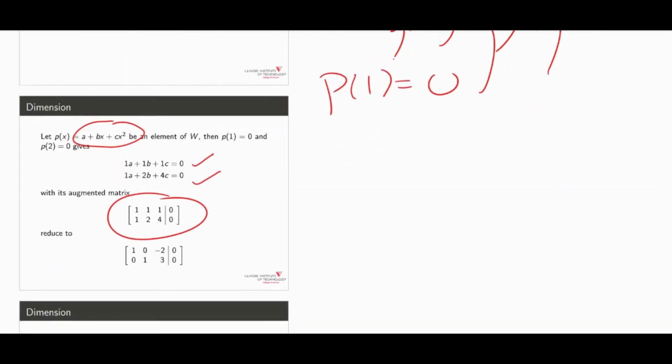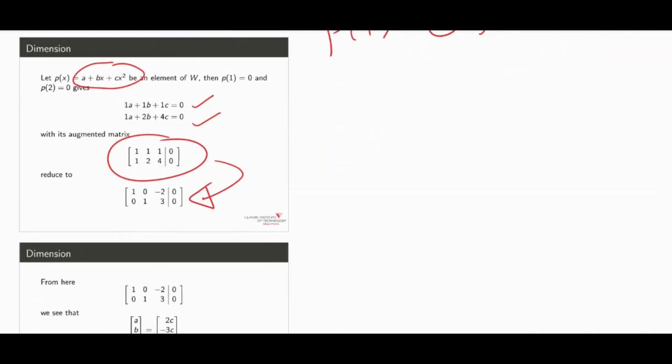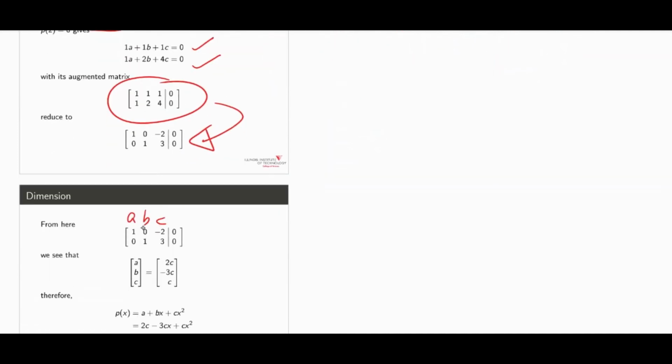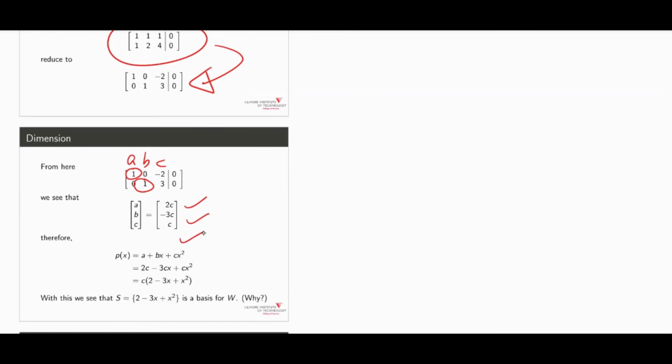That's the same as putting all this into an augmented matrix and row reducing. So that is your REF matrix, and you can see we have two pivots and one free variable. So a is 2c, b is minus 3c, and c is c. Apparently all the a, b, and c here can be written simply as a multiple of c. So you can factor everything out, and you will see that your p(x) in W must be of this form. It cannot be anything but a multiple of the polynomial 2 minus 3x plus x squared.